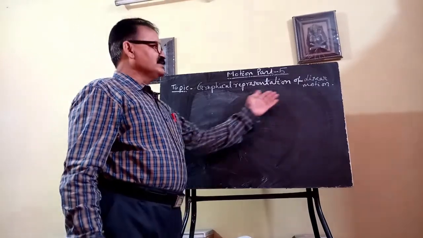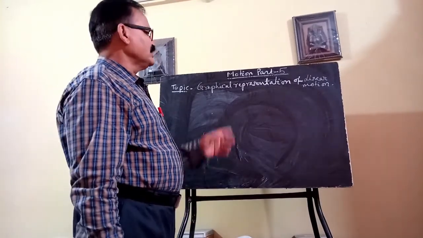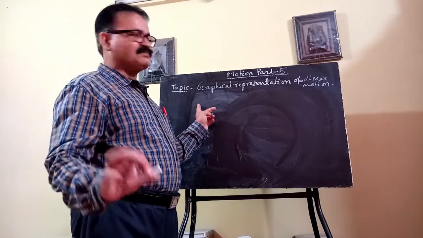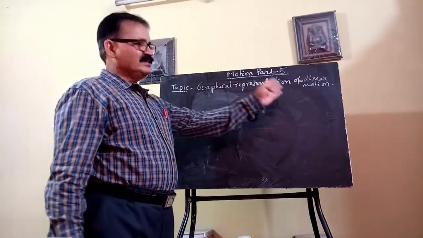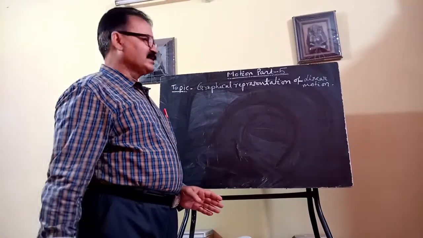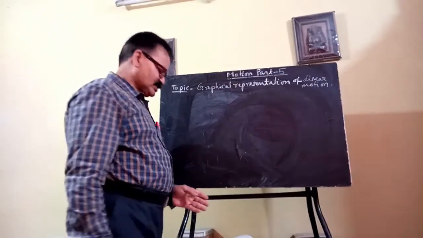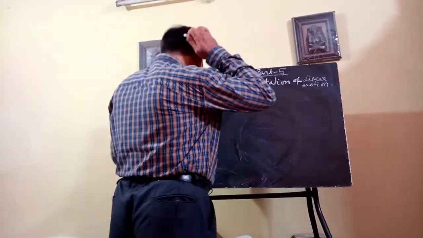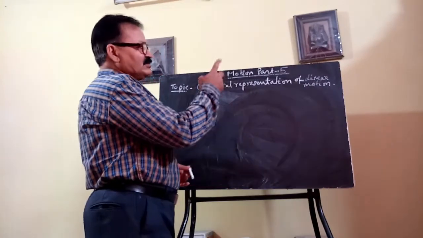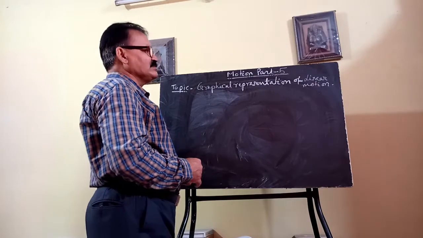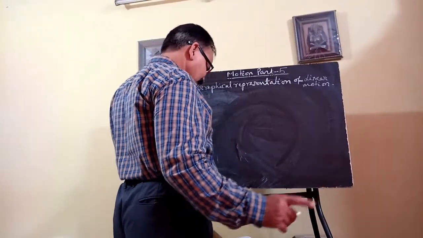Now the question arises, what is linear motion, or what is rectilinear motion? If a body travels along a straight path, then the motion of such a body is linear motion, or you can say rectilinear motion. Linear motion can be represented by the following three categories of graph.